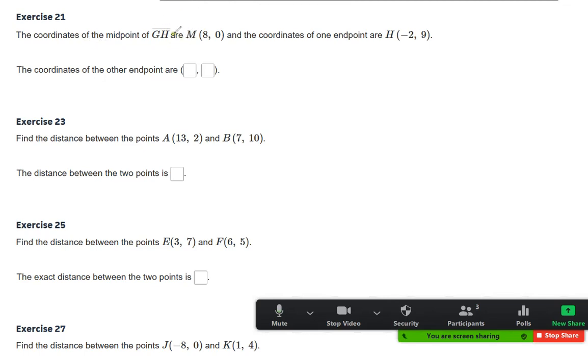They've given us one endpoint and the midpoint. So G is the missing point, and I'm going to say that its coordinates are just x and y. We don't know what they are, so they are our unknowns, x and y. But we do know how you find the midpoint from the two endpoints. You add them together, so x plus -2 divided by 2 has to equal 8.